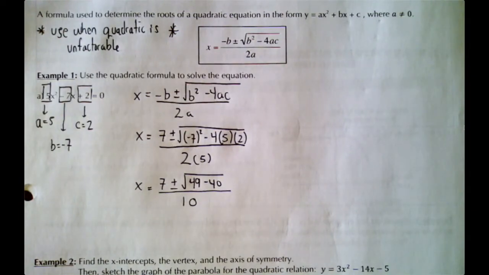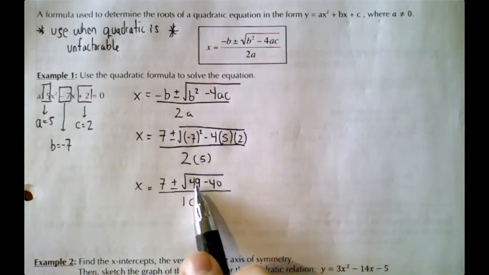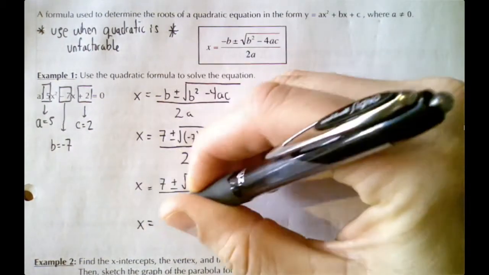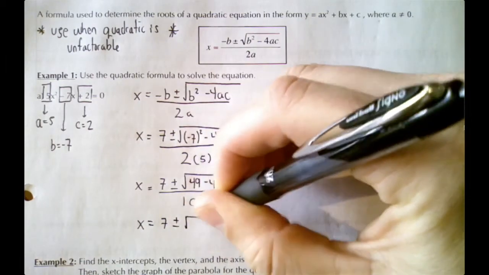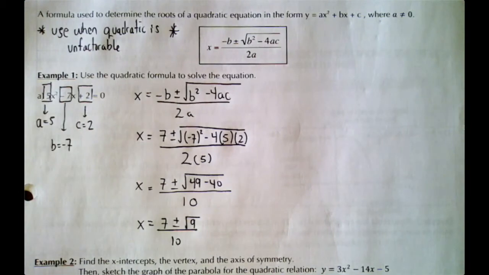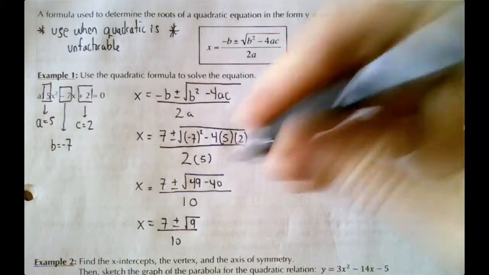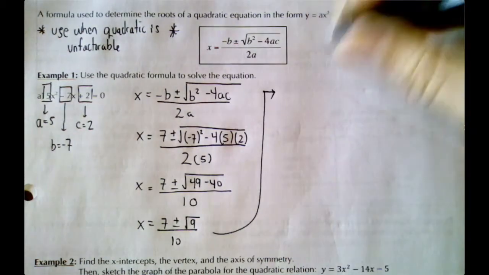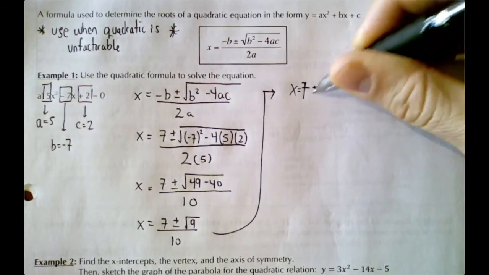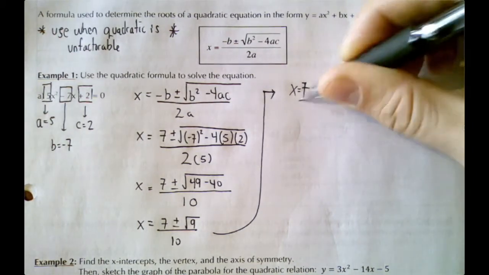So our square root is the square root of 49 minus 40, which is 9. So we have this, 7 plus or minus the square root of 9, all divided by 10. And at this point, I would look to see if I could square root that number. And if I can nicely, like we can 9, we get 3, I would do it. So we get x equals 7 plus or minus 3 divided by 10.